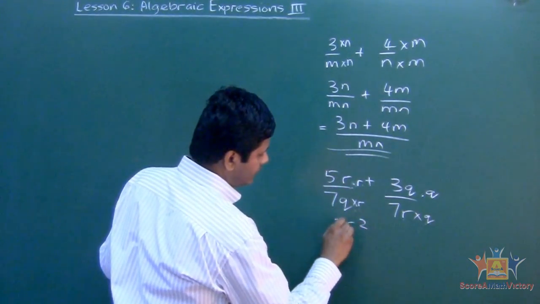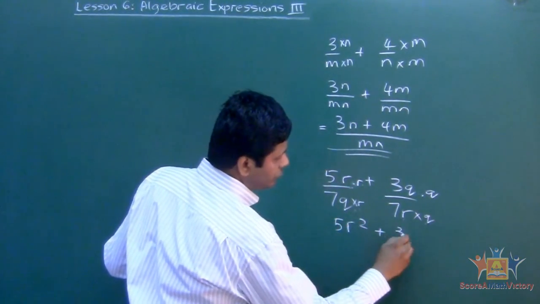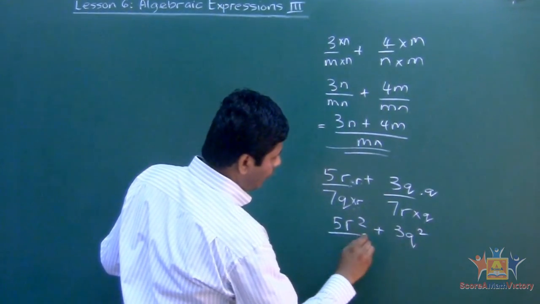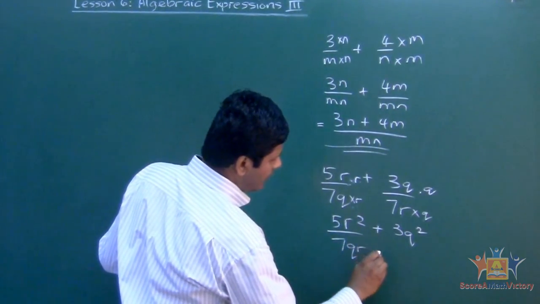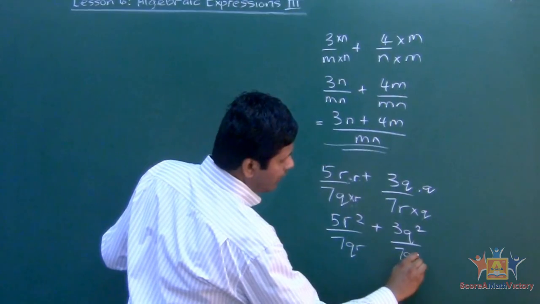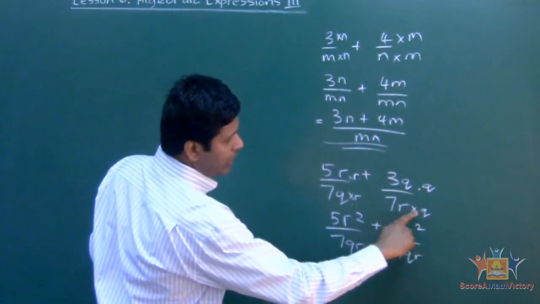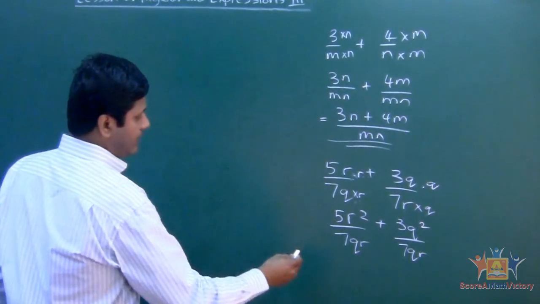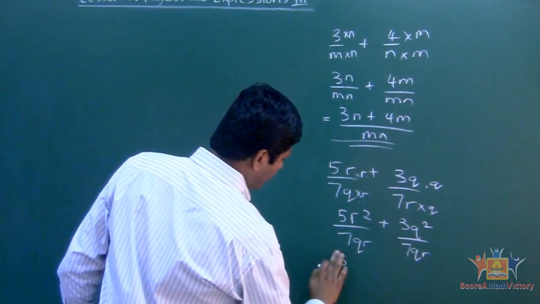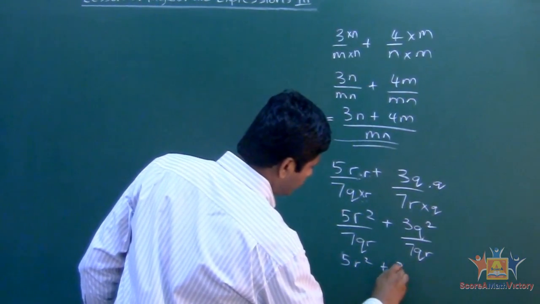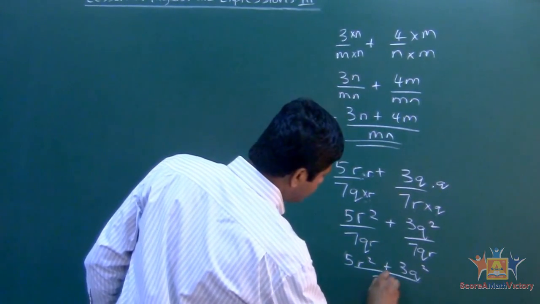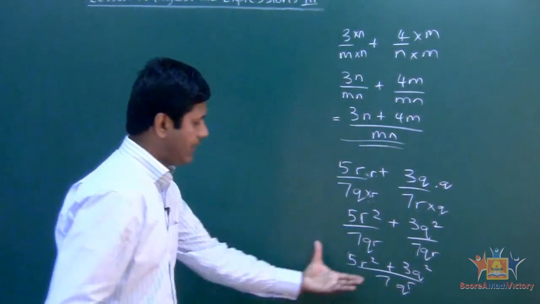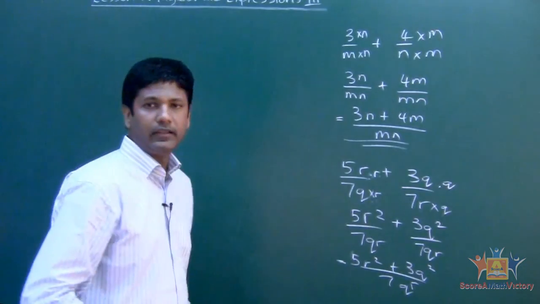Alright, so that makes it r times r is what? R squared. So 5r squared plus 3q squared over 7qr. See, we rearrange it this way. So rq, same thing as qr. Now, can I add them? Yes, okay. So that makes it 5r squared plus 3q squared over 7qr. Right there. That's your final answer right there.